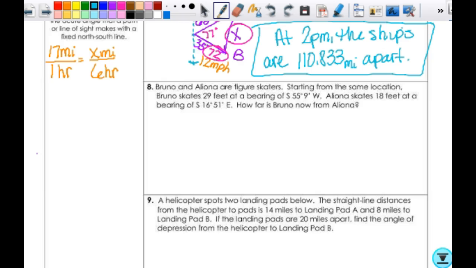Convert. So I'm going to have to draw it. So this 55 degrees 9 minutes, I need it in decimal form, and I need the 16 degrees 51 minutes in decimal form as well. So here, what do I do with this 9 minutes? Divided by 60. Good. So this is going to give me 55.15.